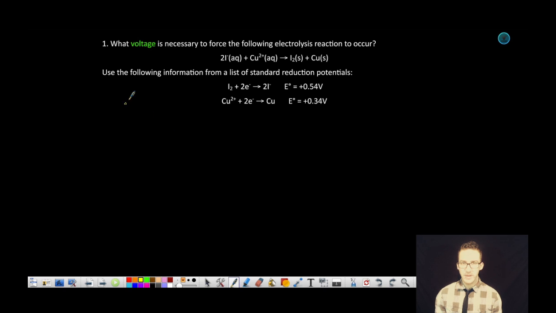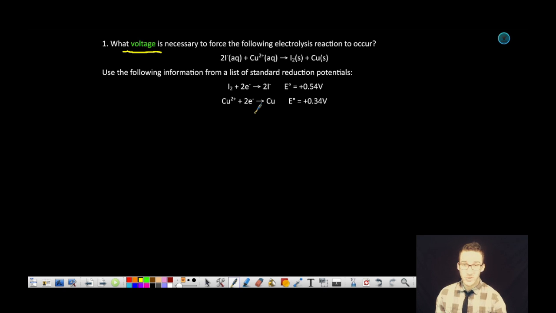All right, some really quick problems here. We want to know what the voltage is that is necessary to force the following electrolysis reaction to occur. Here we're given our balanced redox reaction and a list of standard reduction potentials for those reduction half reactions there.